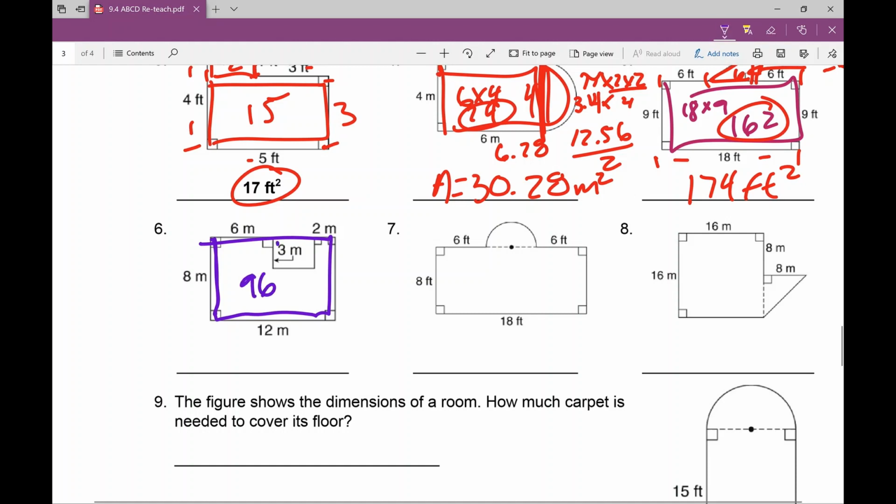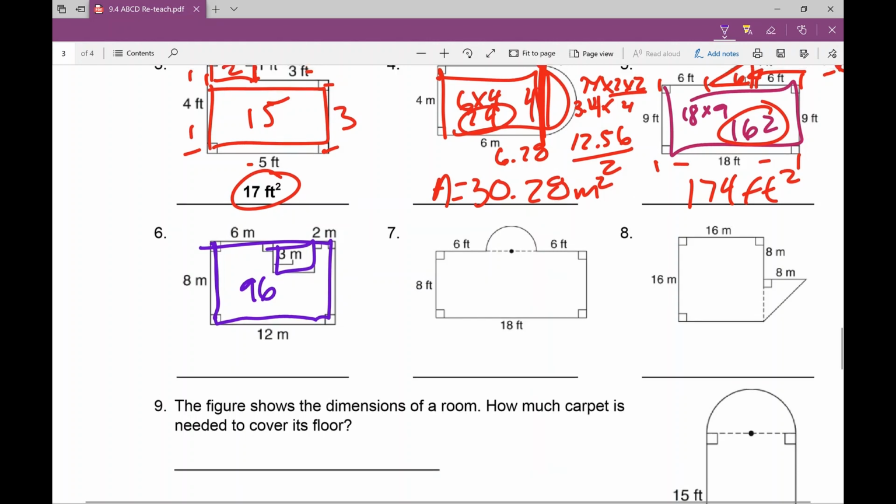And then this piece right here is 3 by something. I got to find what this distance is. I know from here to here is 12. I got 6, and I also got 2. That's 8. So when I subtract 12 minus 8, this is 4. So 4 times 3, because it's base times height, is 12. So I'm going to take away that from the whole rectangle. So 96 minus 12 is 84 meters squared.